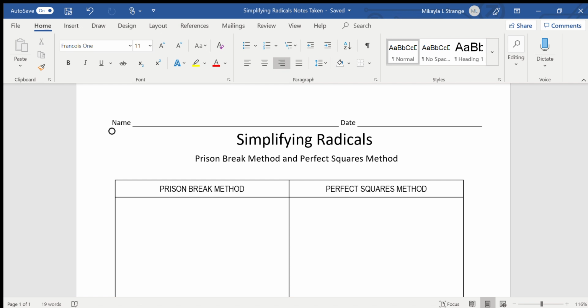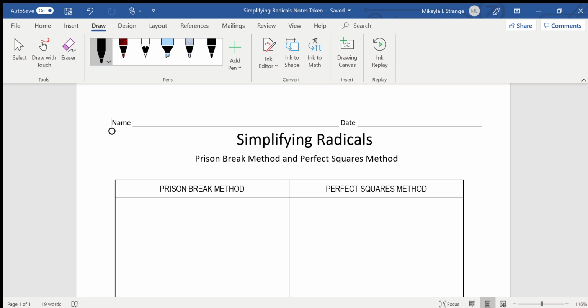Okay, so today we're going to be simplifying radicals, and we're going to be doing what I call the prison break method and the perfect squares method. So generally we know that if I have something like 2 squared, that's going to be 4. Same thing if I took the square root of 4, I know that's going to be 2.